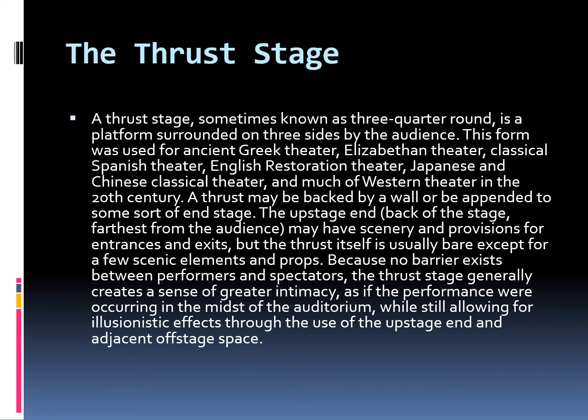The upstage end, or the back of the stage, farthest from the audience, may have scenery and provisions for entrances and exits, but the thrust itself is usually bare except for a few scenic elements and props. Because no barrier exists between the performers and spectators, a thrust stage generally creates a sense of greater intimacy, as if the performance were occurring in the midst of an auditorium, while still allowing for illusionistic effects through the use of the upstage end and adjacent offstage piece.